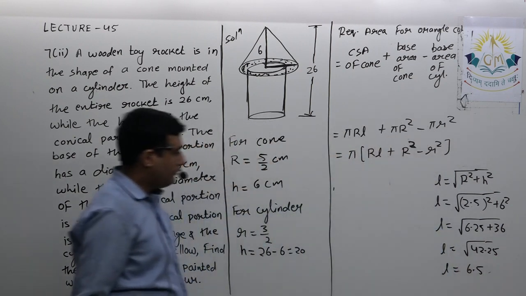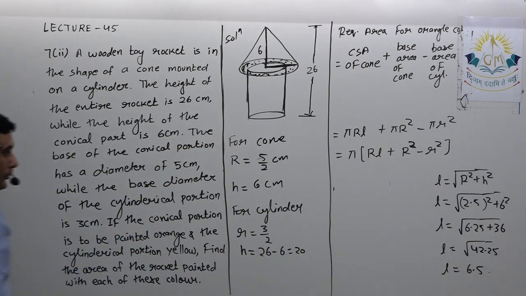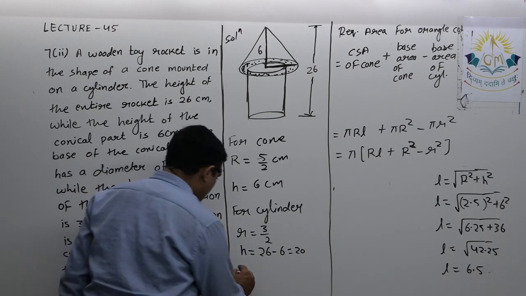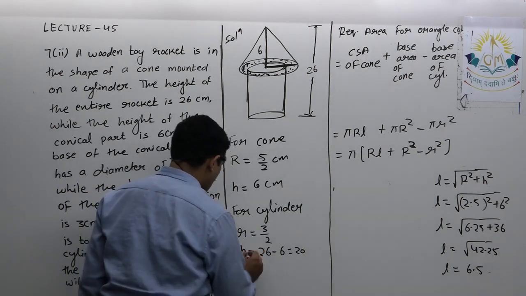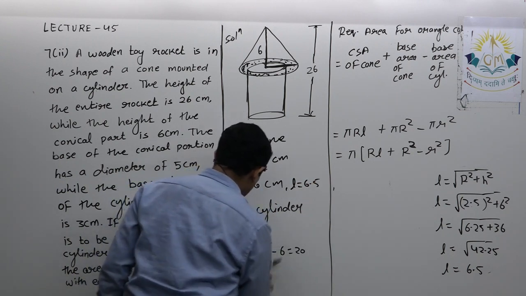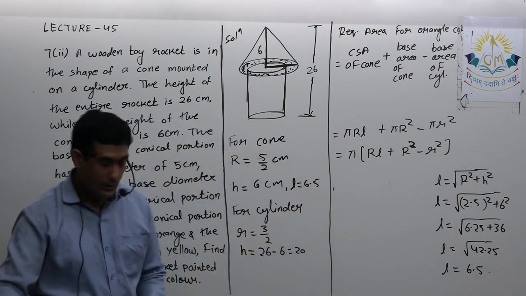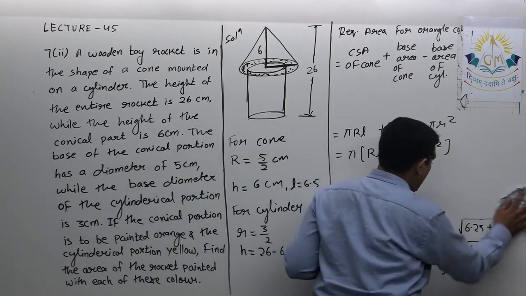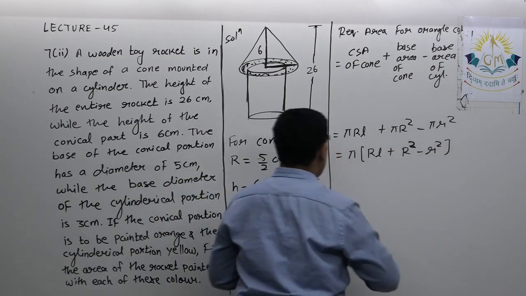Okay, so note down up to this point, then we'll see the solution further. Here I am writing L for cone. Here I am writing L is equal to 6.5. You can include this portion over here. So after obtaining L, that is 6.5, now I will put the values.